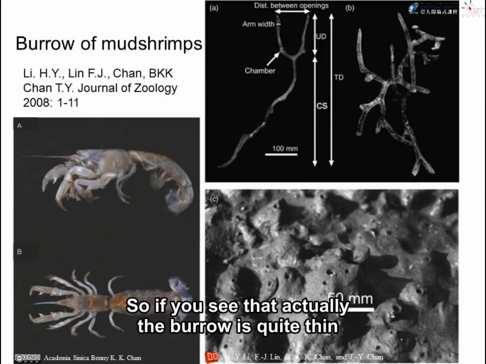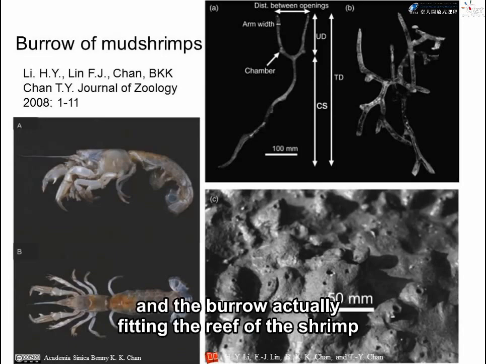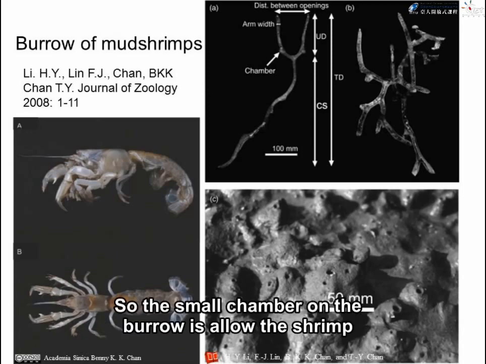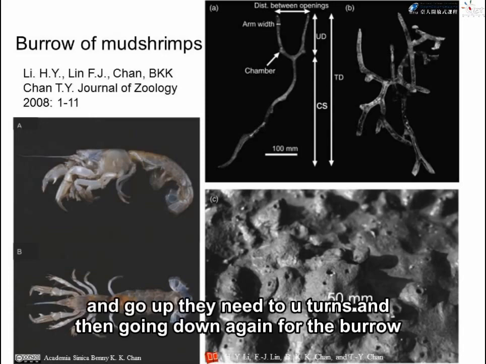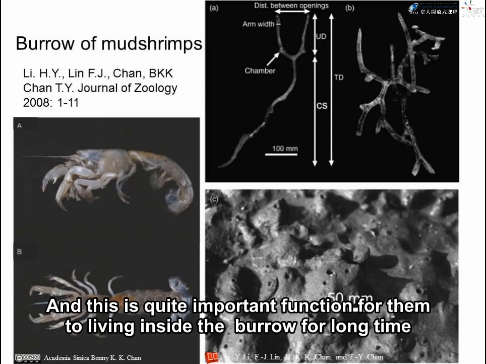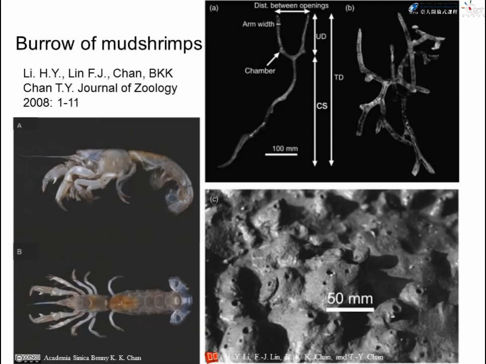If you see that the burrow is quite thin, and it fits the width of the shrimp, so when the shrimp is going up and needs to go down, they need to have some area to U-turn. So the small chamber on the burrow allows the shrimp to U-turn, and then go down the burrow again. So those chambers are quite important for the shrimp to turn around inside the burrow, and this is an important function for them to live inside the burrow for a long time.